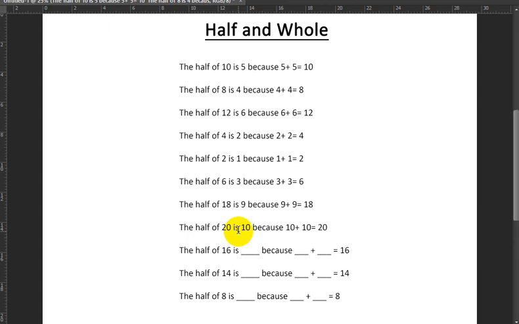If you do remember, great for you. You don't have to do that. Next up, we want the half of 16.